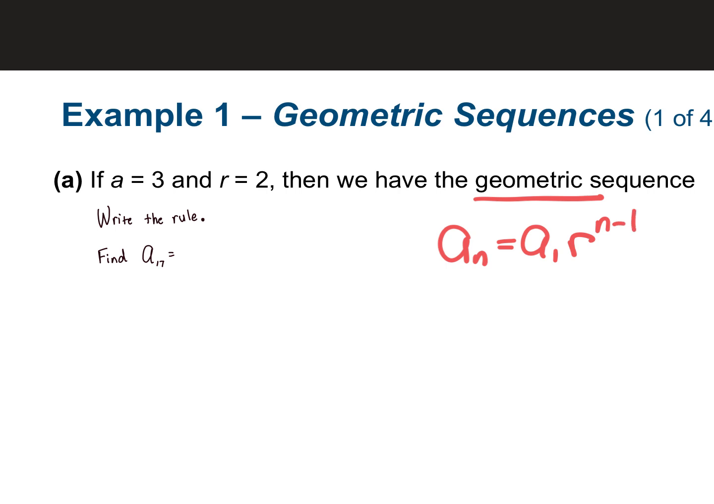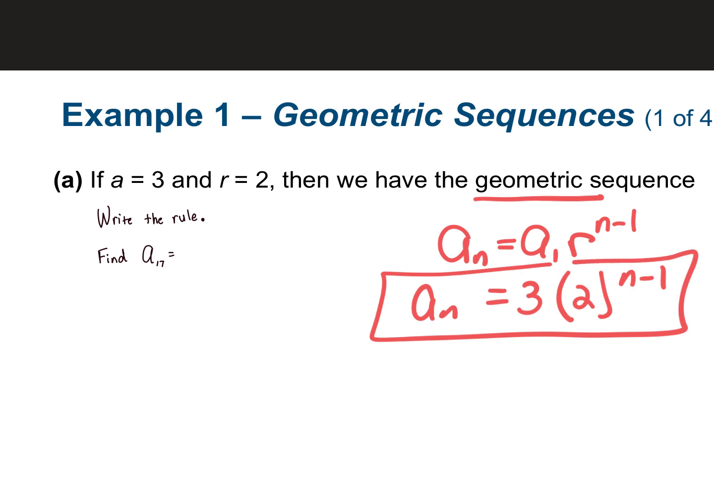Guys, you've got to be able to use your calculators to know how to input some things. So the first thing we do is write the rule. What is the first term that they told you? 3. So I have 3 times, what's your common ratio? 2 to the n minus 1 power. This is the rule. When they say to you, find a sub n, find the rule for the nth term, whatever.